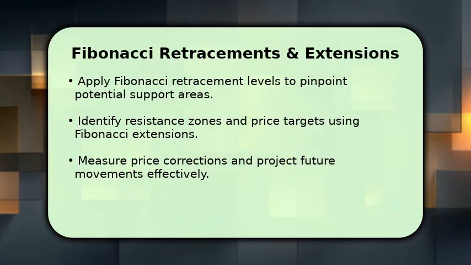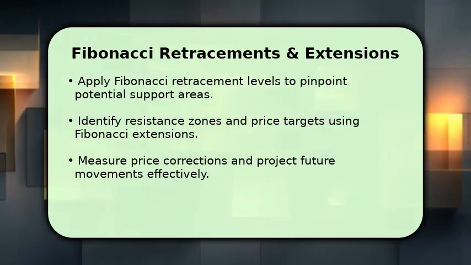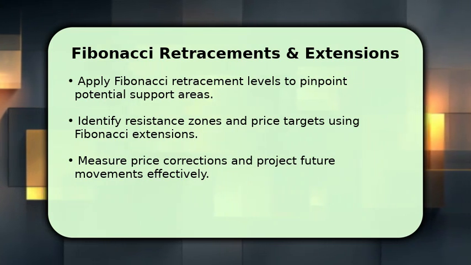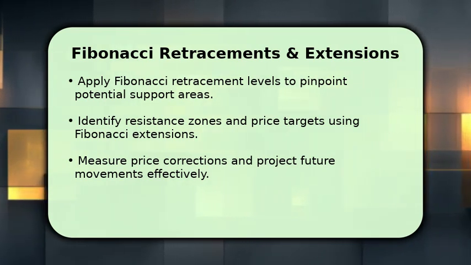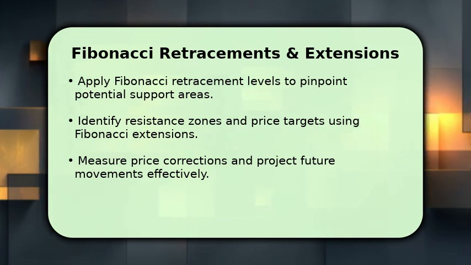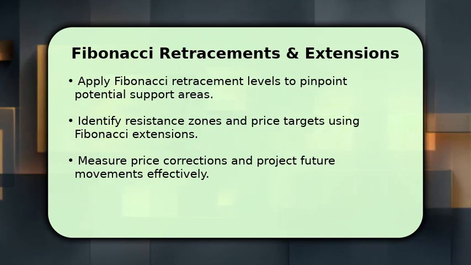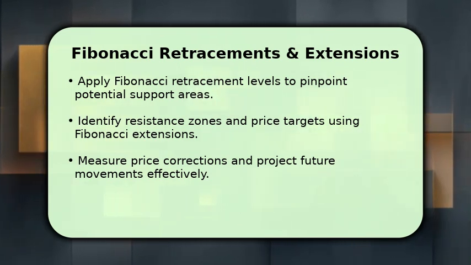Now, let's explore Fibonacci tools. Select the Fibonacci retracement tool from the drawing menu. Click on a significant swing high and drag to a swing low or vice versa to plot the retracement levels. Key levels like 38.2%, 50%, and 61.8% often act as support or resistance.